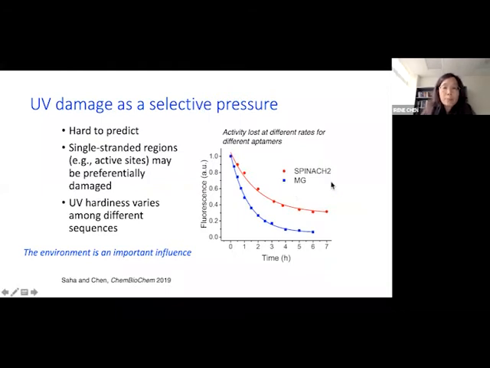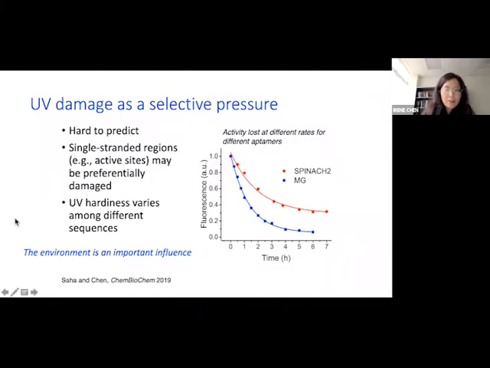We looked at another aptamer also. So in here, blue is the malachite green aptamer. We also looked at a different fluorescent aptamer, Spinach 2. It binds to a different dye, but is also fluorescent. And we can see that it loses activity at a different pace from malachite green. Single-stranded regions appear to be preferentially damaged, and UV hardiness varies among different sequences.